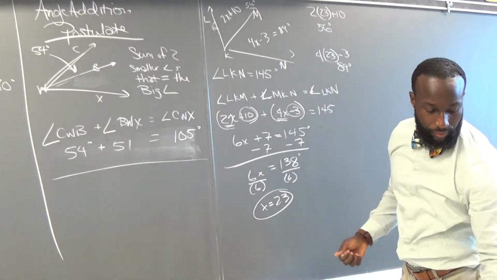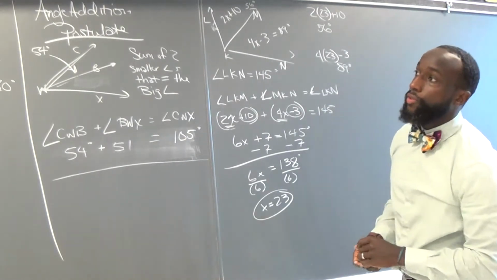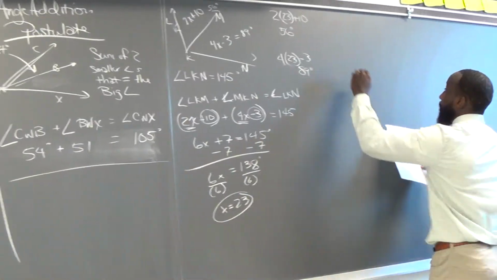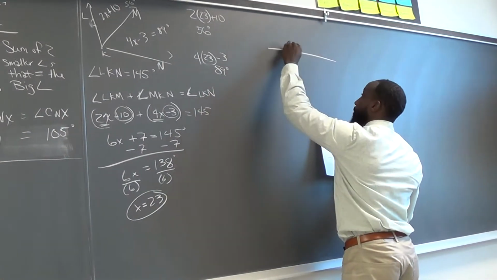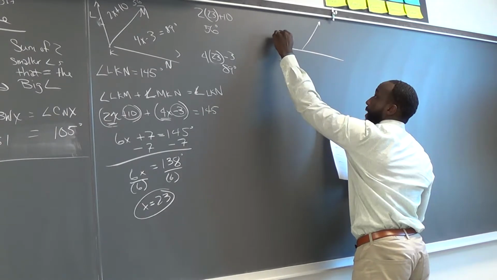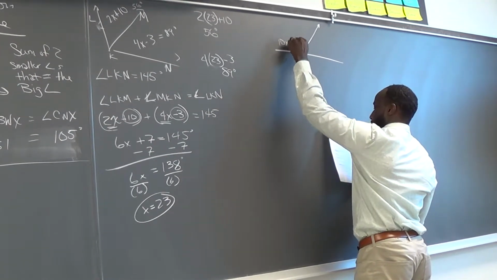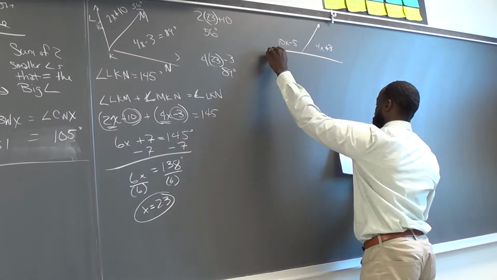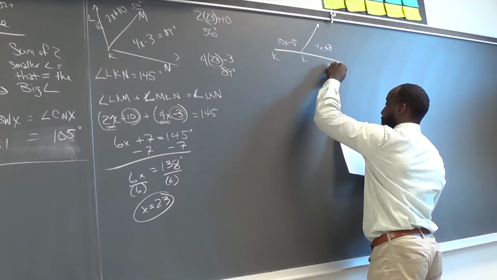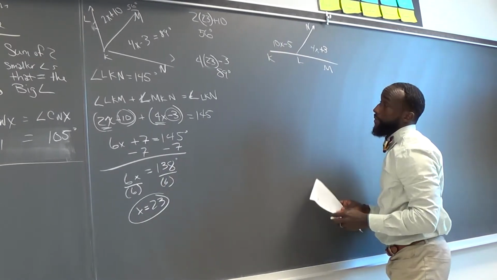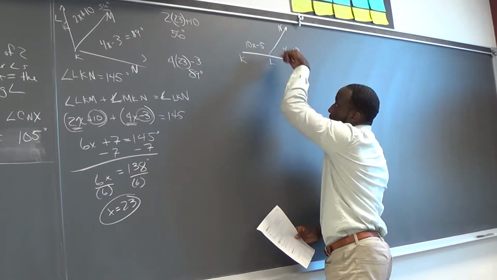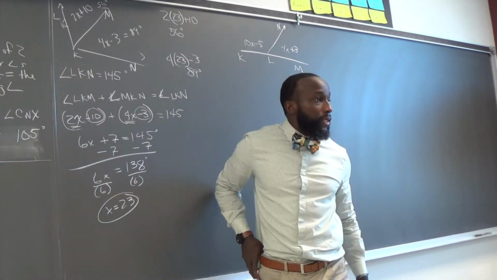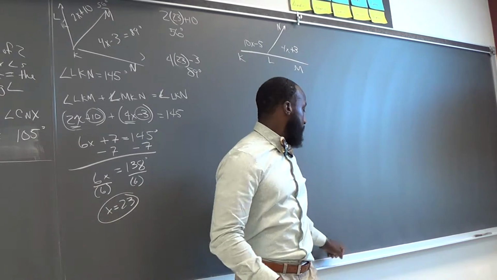Alright, so let's do one more. We got the straight line here, and we got 10x minus 5, 4x plus 3. This is angle K, this is L, this is M, this is N again. We need to find and measure these angles, so solve for x. How would I set this one up?